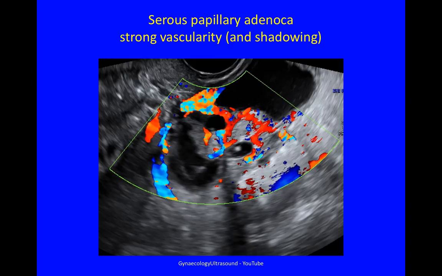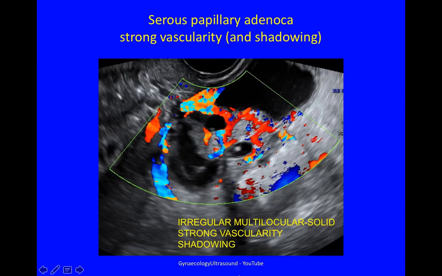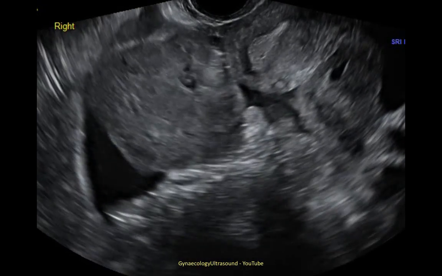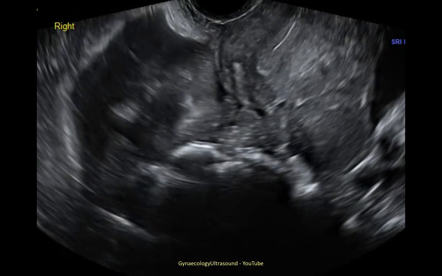This lesion is irregular multilocular solid with strong vascularity and shadowing. Note the shadowing just here. And this is a video of an irregular solid lesion with papillations and ascites.